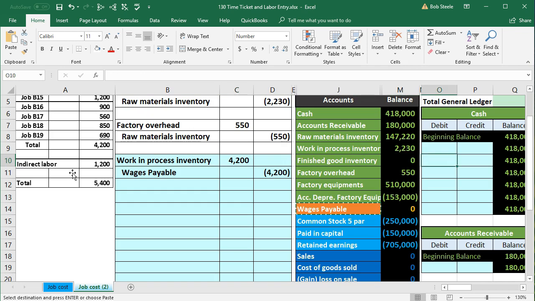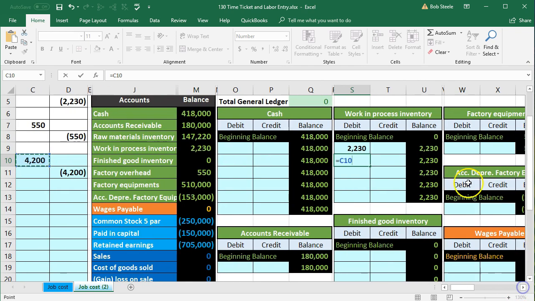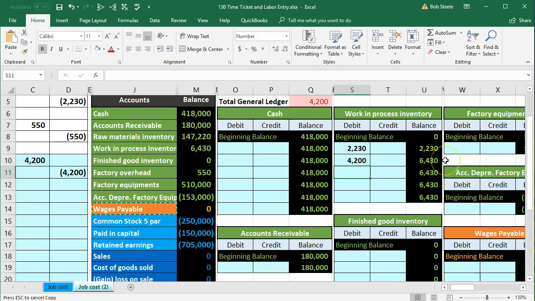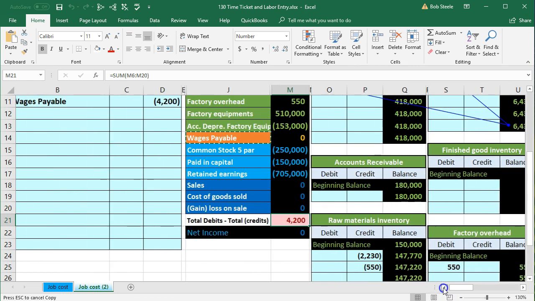So we're going to go to work in process. Here it is. We want to be in the debit. We are in cell S10. I'm going to say equals and point to that 4,200. And that's going to bring the balance from 2,230 up by 4,200 to 6,430. That then is being used to create this trial balance number, and we're out of balance by the 4,200.